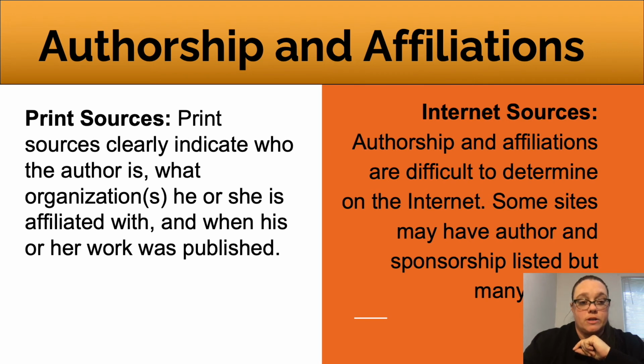So authorship and affiliations. For print sources, it's usually clearly indicated, often on the frontage page, as soon as you open the book, who the author is, what organizations he or she is affiliated with, so maybe a university or perhaps a print house or perhaps a company, and when the work was published and by whom, who the publication house was. Internet sources, the authorship and affiliations are frequently difficult to determine. Some sites may have an author or sponsorship listed, but many will not. So that's something to consider.